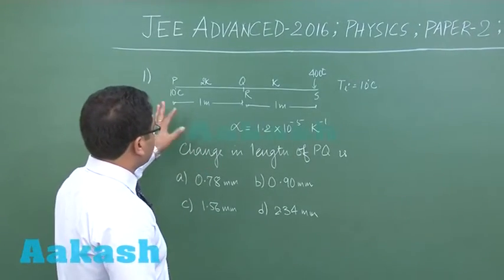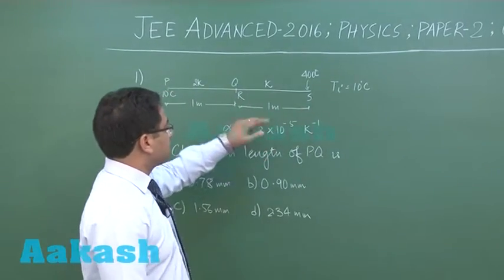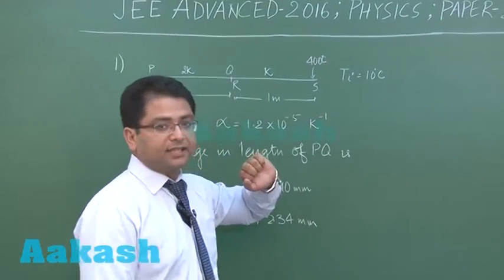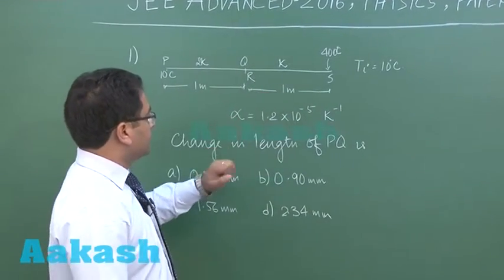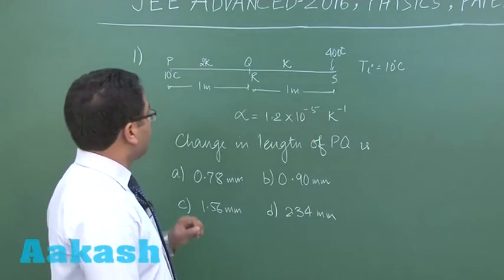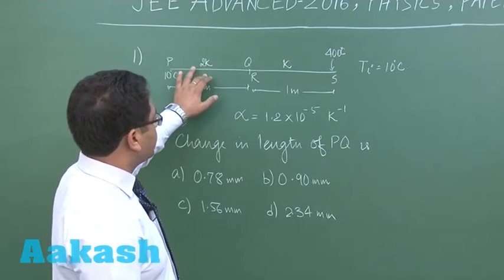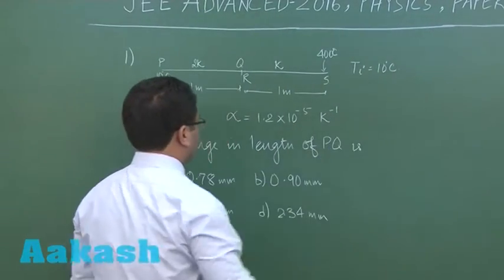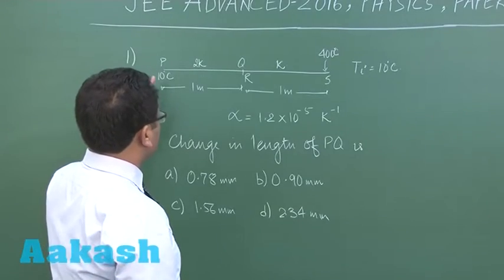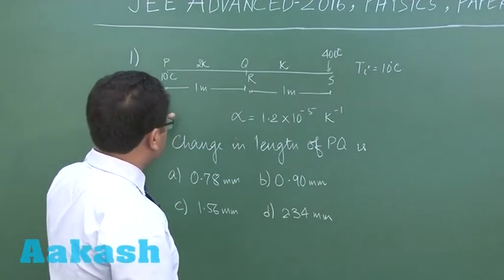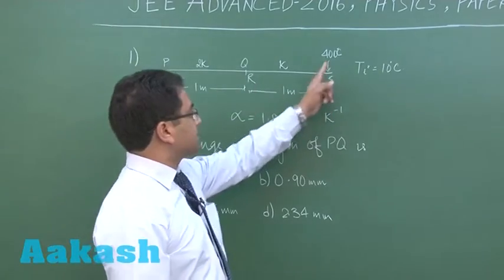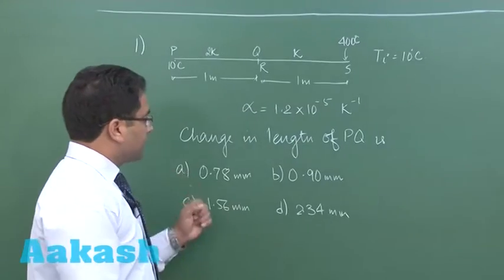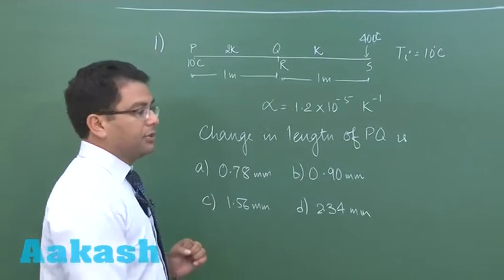Let me explain first. There are two rods PQ and RS which are soldered together. They are joined. Initial temperature is 10 degrees centigrade. The length is given. The coefficient of linear expansion is given. The thermal conductivity of this is twice as compared to this. Initially the temperature was 10 degrees centigrade, but later on this change was made. P is maintained at 10 while S is maintained at 400 degrees centigrade. Now, based on this, we need to calculate the change in length of PQ.